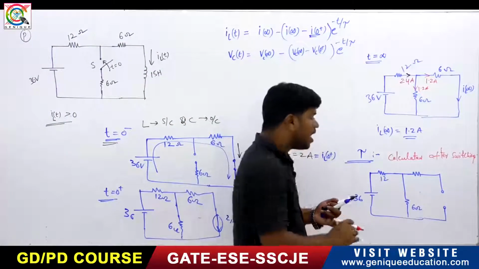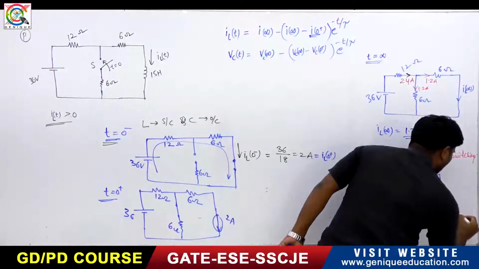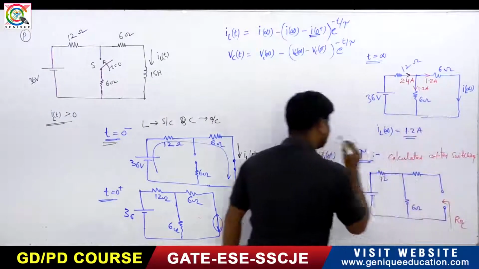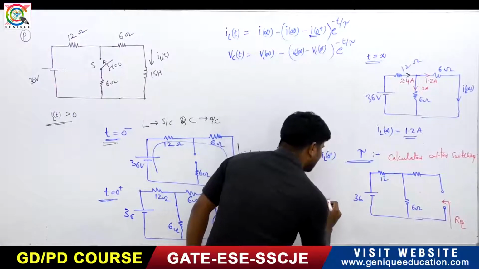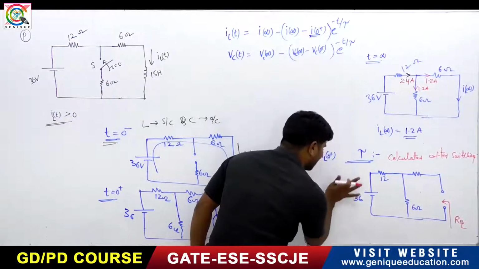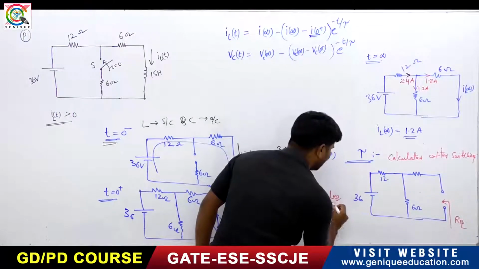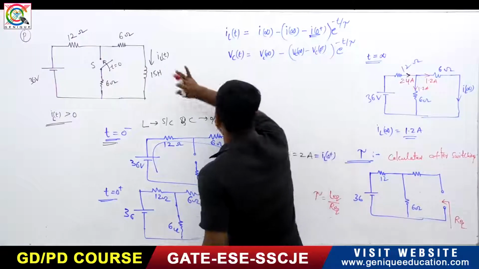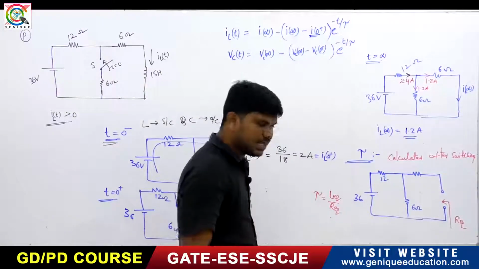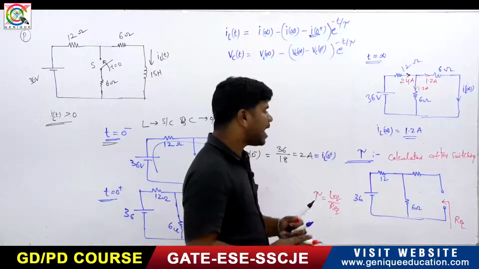Now how can you find the R equivalent? So what is the tau? For any RL circuit, the tau is equals to L equivalent divided by R equivalent. What is the L equivalent? Only one inductor is given, that is the inductor 15. What is the R equivalent?